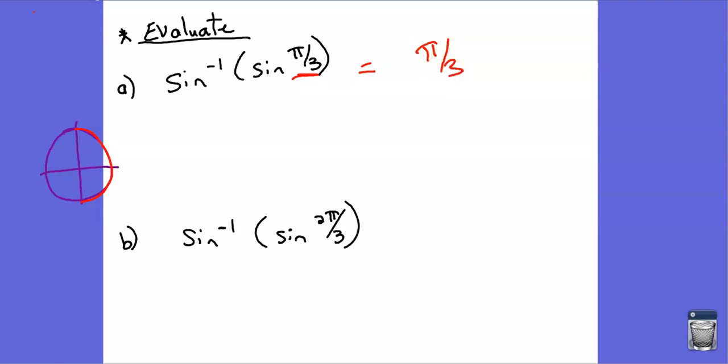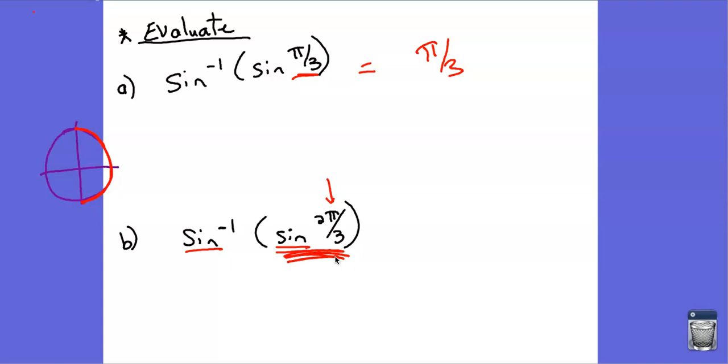All right, let's look at this next one. A lot of us might be tempted to say, oh, this and this are going to cancel each other out, and just write 2 pi over 3. But something you need to pay attention to is that this is not within the domain that it's referring to. But focus on this part right here: sine of 2 pi over 3.